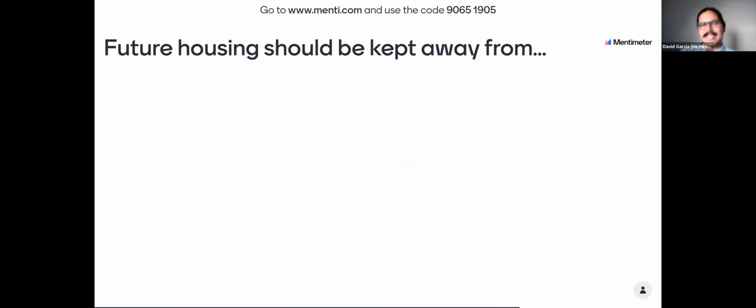And if we can move on to the next slide. Now, the opposite. What should future housing be kept away from? What should we be avoiding while planning for the future of housing in Petaluma? Also, not an easy question or an easy question, depending on how you look at it, but definitely a big thing that we are thinking about throughout this process.